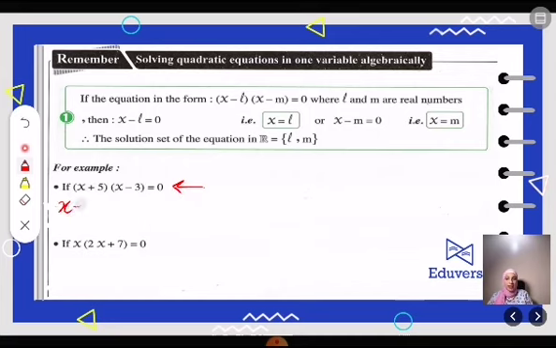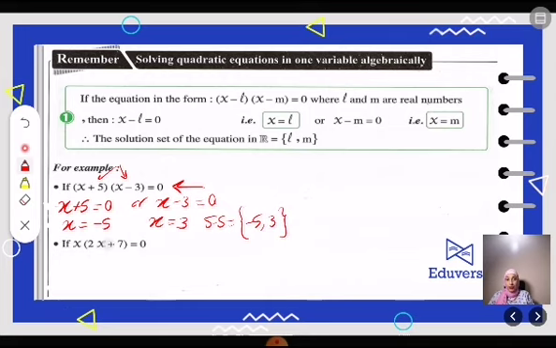I will take x plus 5 equals 0, because in multiplication, if the product equals 0, that means one of them may be 0. I don't know which one. Then I say that x plus 5 equals 0 or x minus 3 equals 0. Take the 5 outside, it will be x equals negative 5, and here x will be 3. Finally, you have to write the solution set, which is now negative 5 and 3.